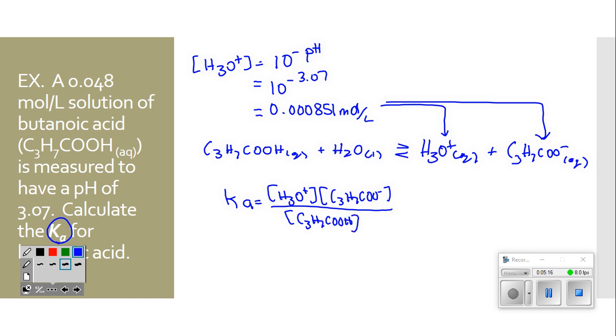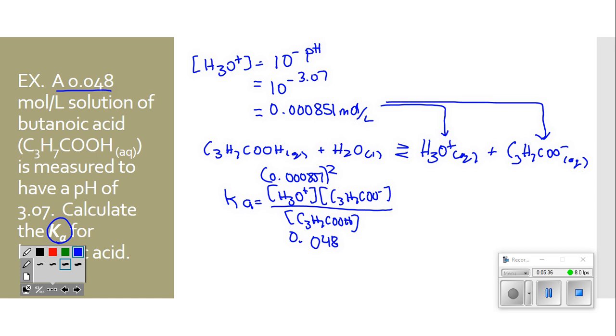So I'm going to take 0.000851 squared because I'm saying it fits in both of those spots. I'm going to put 0.048 down here because that's the concentration for butanoic acid given in the question.